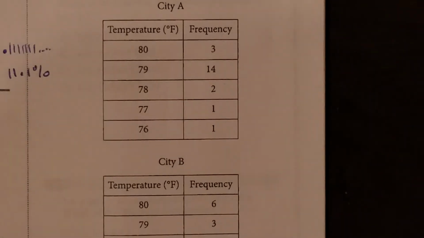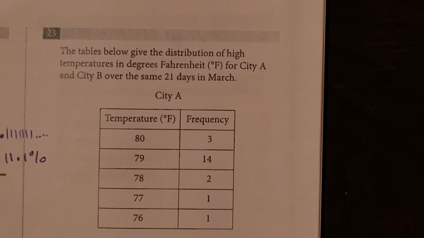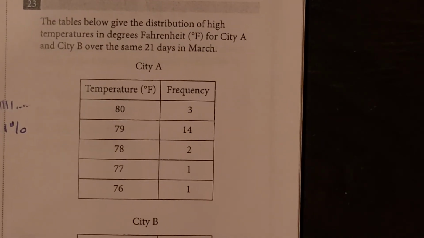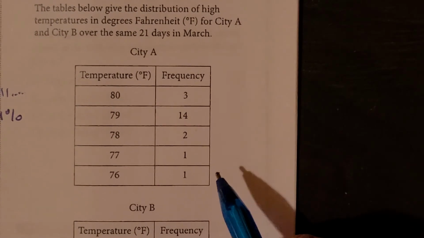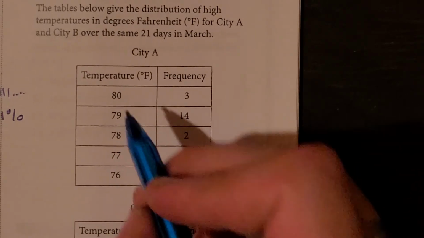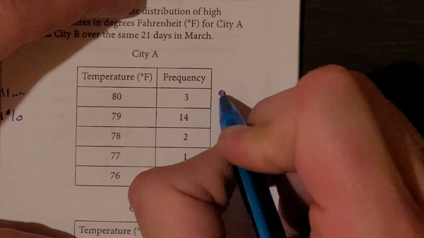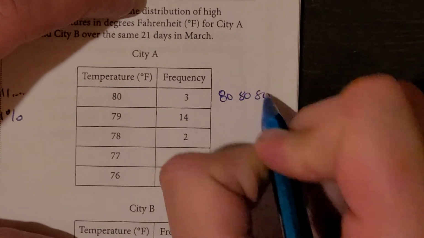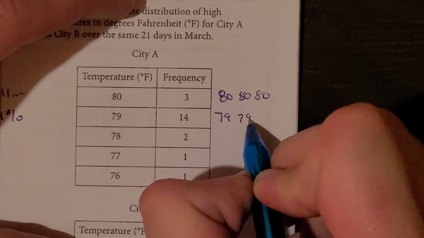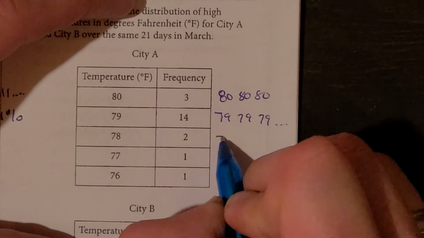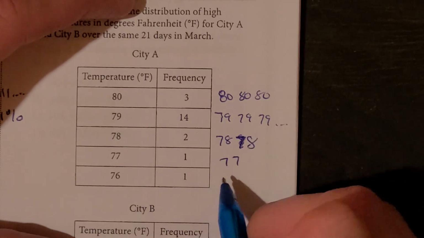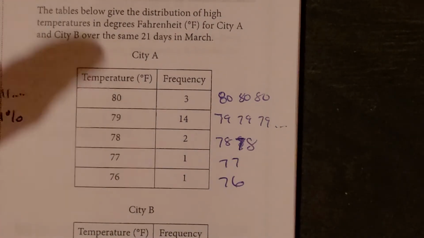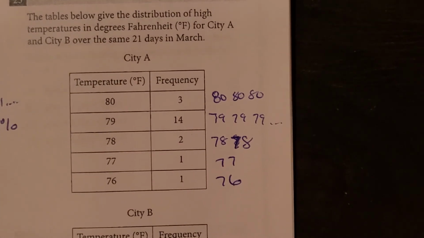All right, last one. 23, you've got two tables. Now, these are weird. They're frequency tables. We don't use these very often. If I were to write this out just to show you, it's talking about temperatures in two different cities. So I had 80 3 different times. Then I had 79 14 different times. And then I had 78 2 different times. Oops, 78. I had 77 one time and 76 one time. Okay, that's what this means. That's what a frequency table is.